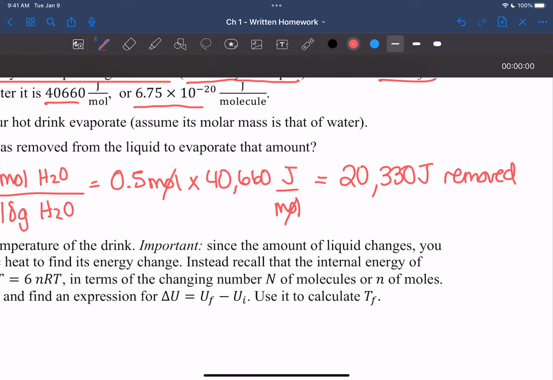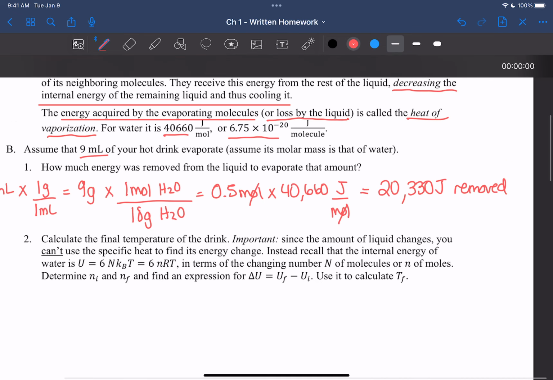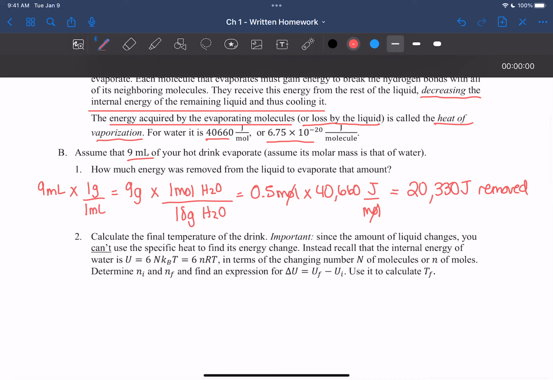Yeah, so you can say 20,330 joules removed, or you can say negative 20,330 joules, right? You can say that was how much energy was removed in that case. Excellent question, Hamida. So either one, as long as you're distinct that there's a decrease in energy, then you're good. But yeah, makes sense for B so far.